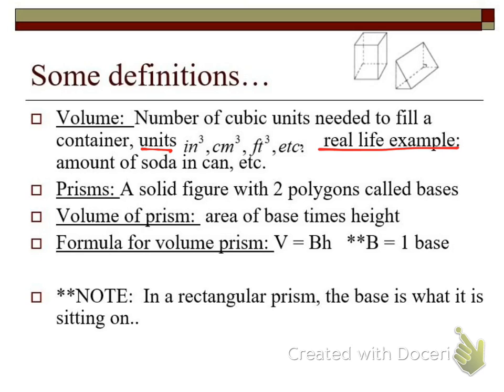Why do we click 3? That's a good question. Why do we think? It's cubic units, which means we have how many different dimensions that we're working with? 3 dimensions.